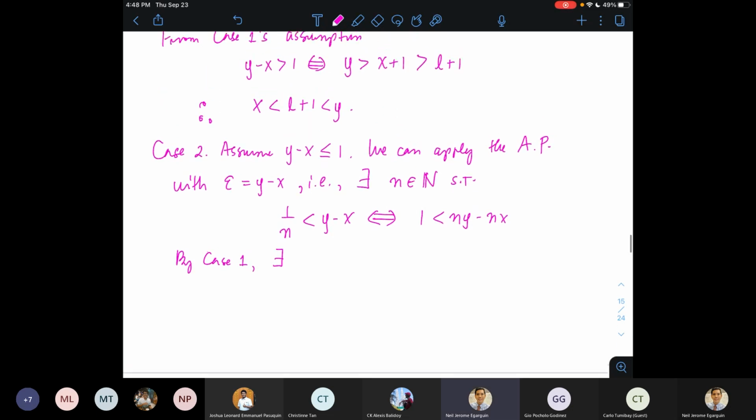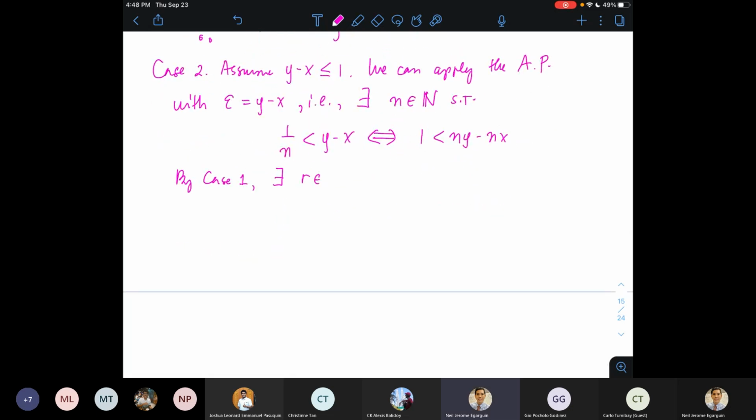there will exist a rational number, let's call it r, such that nx is less than r, less than ny. This is a strict inequality. Tama? Ginamit ko lang yung result sa case 1 kasi nasatisfy ko yung assumption ng case 1. Okay. And then, since here I want to show that there exists a real number between x and y, but the inequality I have here involves nx and ny.